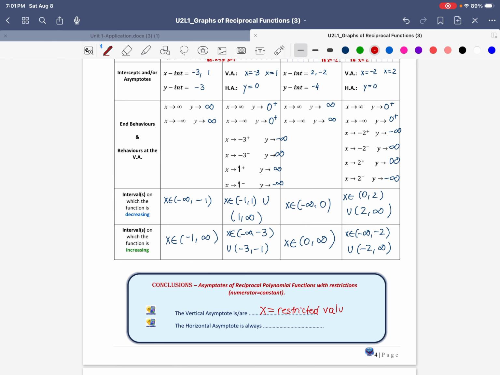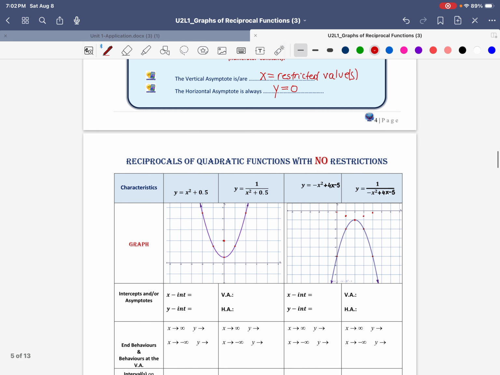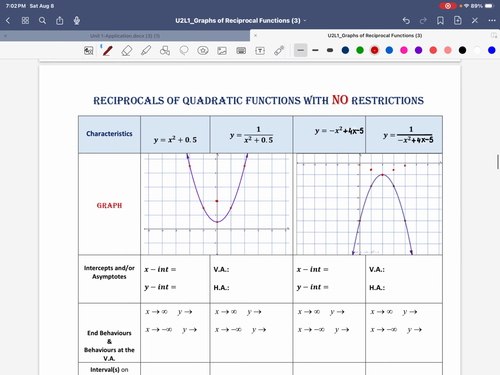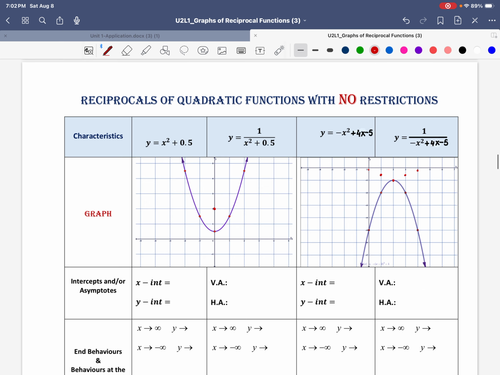If they have one restriction, one vertical asymptote, two restrictions, two vertical asymptotes, and so on, whereas the horizontal asymptote will always be exactly at y equals 0. Now, our next and last topic with reciprocals of quadratic is the case when the quadratic has no restrictions. So let's take a look at our first example.